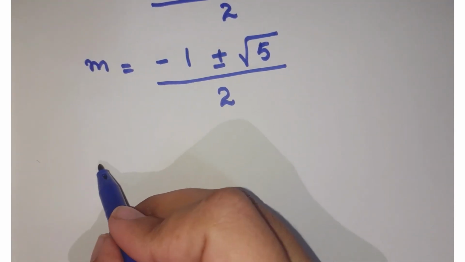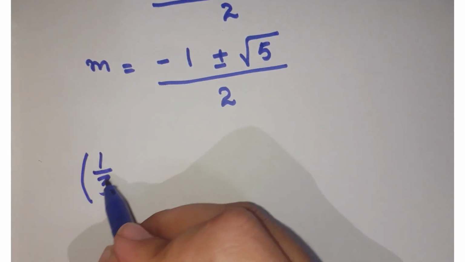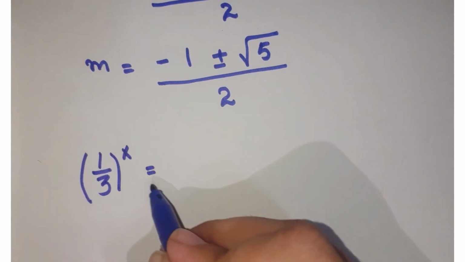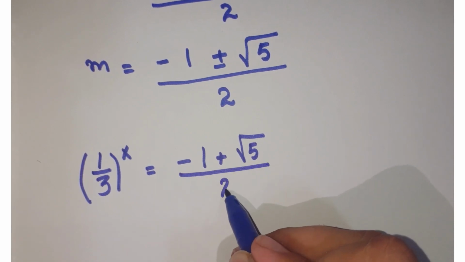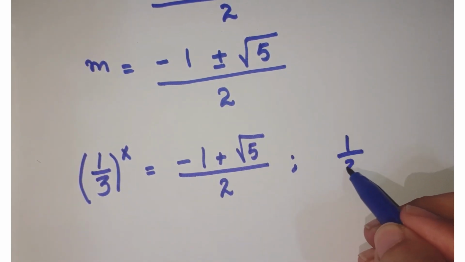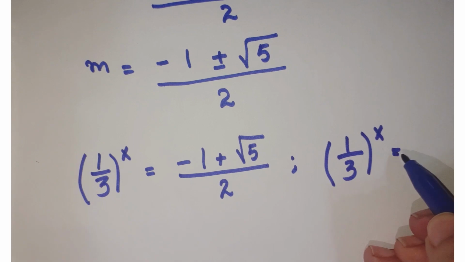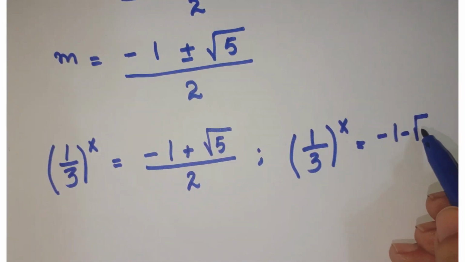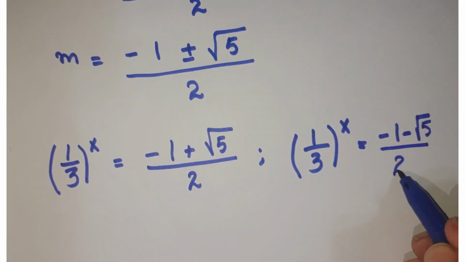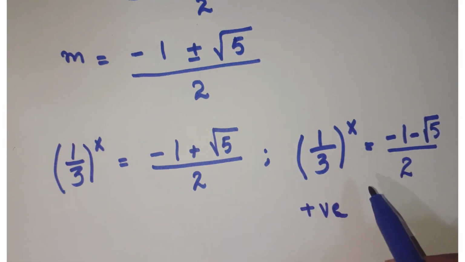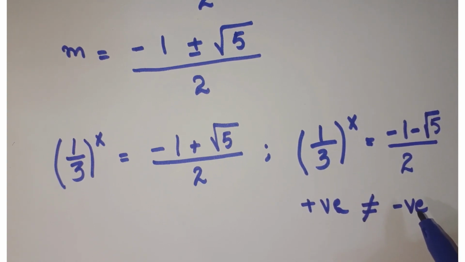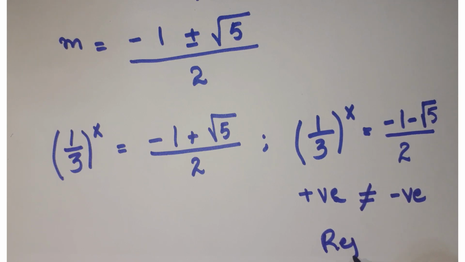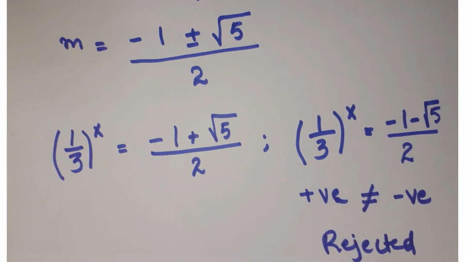As we assumed that m is equal to 1 upon 3 whole to the power x, so replace it: minus 1 plus under root 5 upon 2, and 1 upon 3 whole to the power x is equal to minus 1 minus under root 5 upon 2. 1 upon 3 whole to the power x is a positive value and this is a negative value. So this positive value cannot be equal to this negative value. So we reject this solution of x, right?